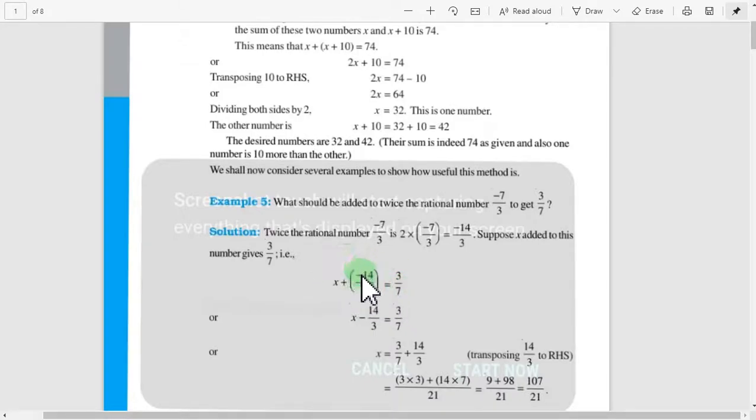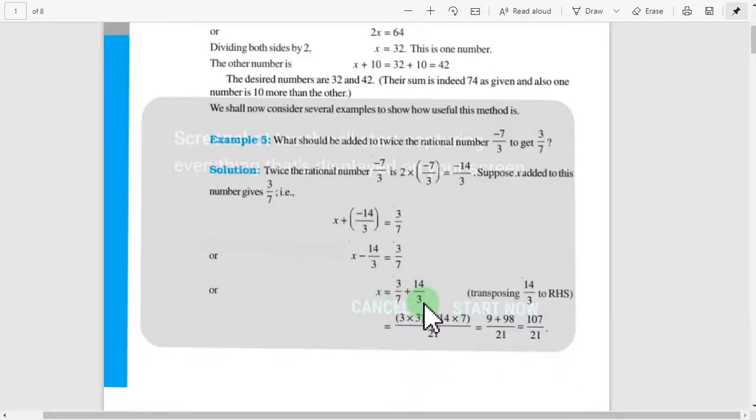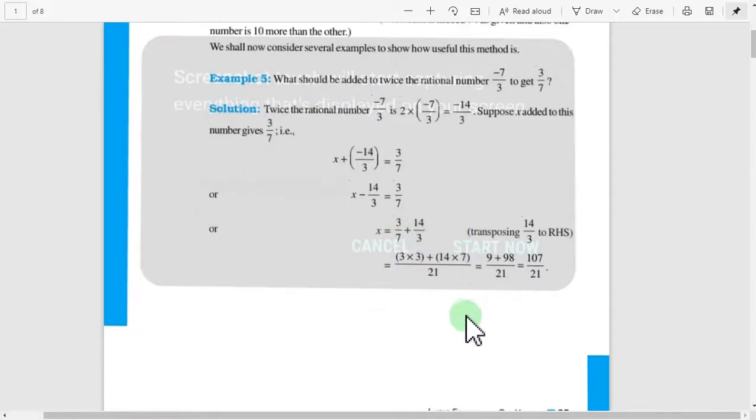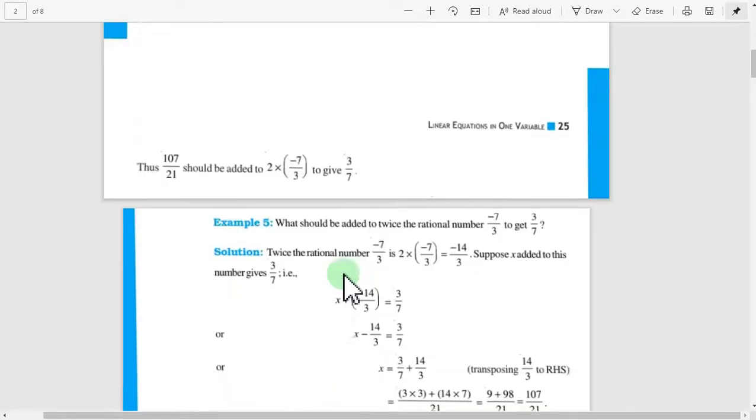So removing the bracket, plus into minus becomes minus, and then taking minus 14 by 3 to the other side, it becomes plus. Then taking the LCM, 7 into 3, 21 is the LCM. To get 21 here, you have to multiply by 3. For this you have to multiply by 7. Adding, you will get the answer. So 107 by 21 should be added to 2 into minus 7 by 3 to give 3 by 7.